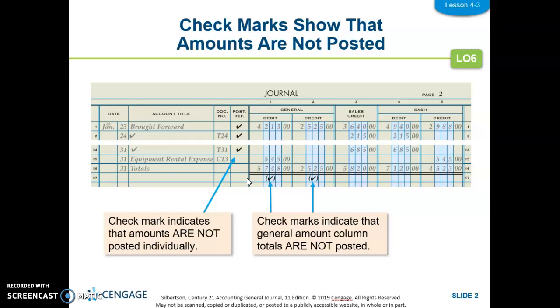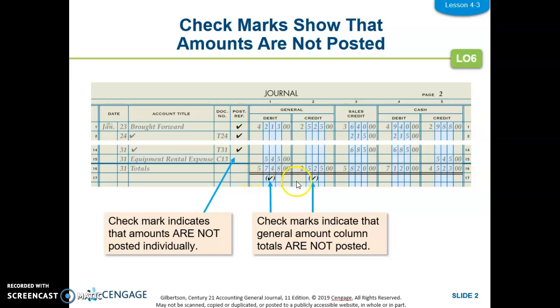A check mark in the post reference column indicates that no amounts in that line are posted individually. On the totals line, the amounts in the special amount columns are posted. Therefore, a check mark is not placed in the post reference column for the totals line. So where we have totals here, we will not put a check mark in the post reference here. We do put a check mark in where we do brought forward and carried forward, which we learned in chapter 3. Don't put one in the totals line in the post reference column.